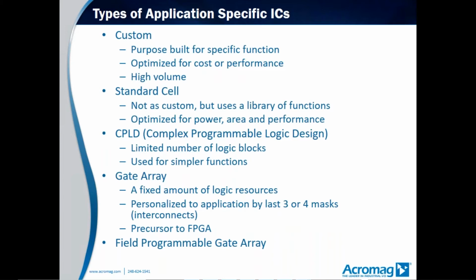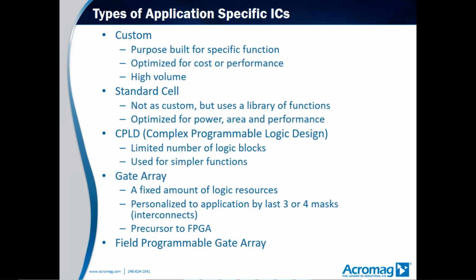I'll give you a little background on types of application-specific integrated circuits. Custom-built ASICs are purpose-built for a specific function. They're typically optimized for either low cost or high performance. And companies do custom ASICs because they have high volume requirements and either very low cost requirements or high performance requirements. The next type, standard cell, is an application specific circuit that uses a library of functions, and it is typically optimized for power, area, and performance. And it finds itself in medium to high volume applications.